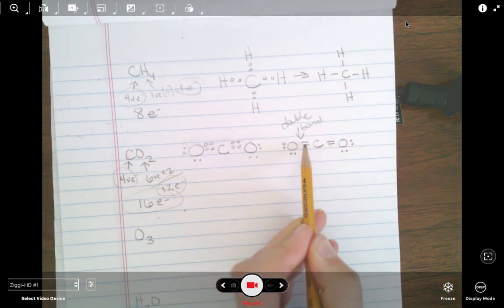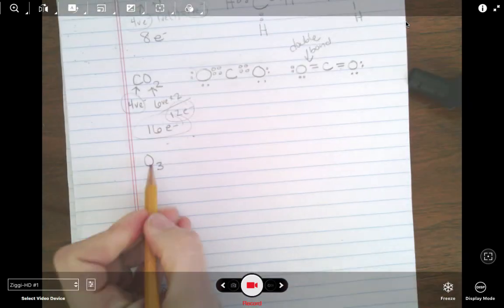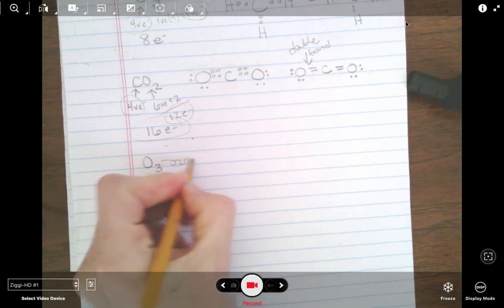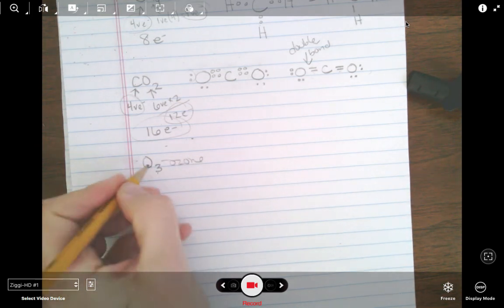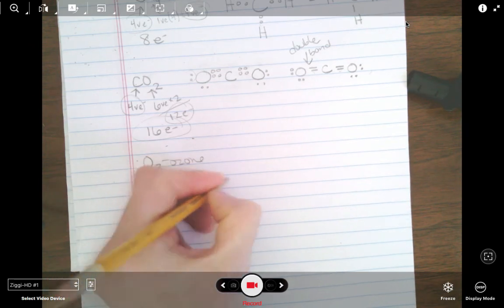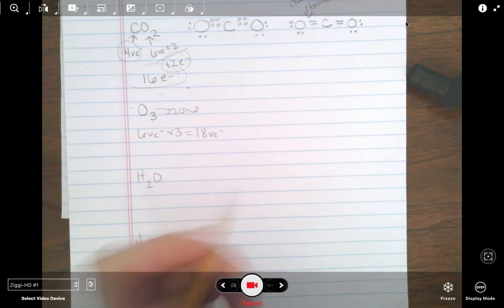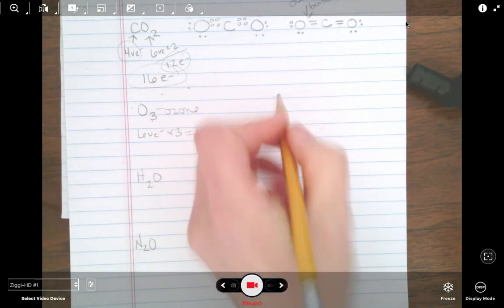So carbon dioxide is double bonded on the carbons to complete the octet rule. The next one, oxygen or ozone, has 3 oxygens. Each oxygen has 6 valence electrons times 3 is a total of 18 valence electrons. So again, I'll check at the very end to make sure that that is still true for my molecule. So I'm just going to draw 3 oxygens in a row.